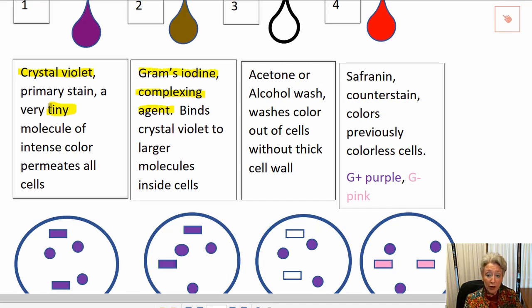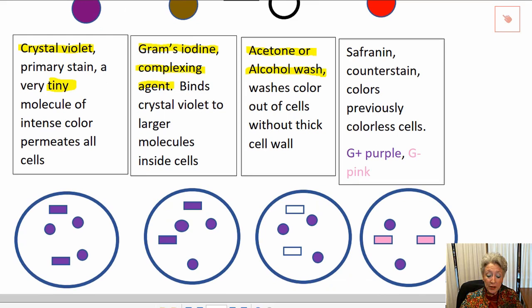So when I then follow that step with a wash of acetone or alcohol, realize that the molecules of purple stain have now become bound to larger things inside the cell, so that when I try to wash them out, it will only wash out of the cells that don't have a thick cell wall. So the color will wash out of the gram-negative organisms, but be retained by the gram-positives.